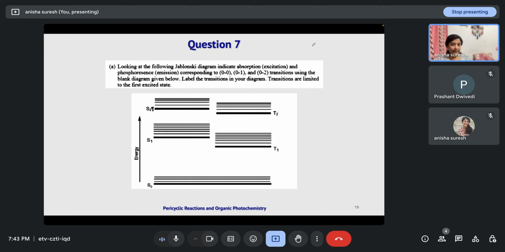Now coming to the seventh question. So it is based on Jablonski diagram. Looking at the following Jablonski diagram, indicate absorption and phosphorescence corresponding to 0-0, 0-1 and 0-2 transitions using the blank diagram given below. Label the transitions in your diagram. Transitions are limited to the first excited state. So the energy diagram has been given. So we are asked to indicate the absorption and phosphorescence here.